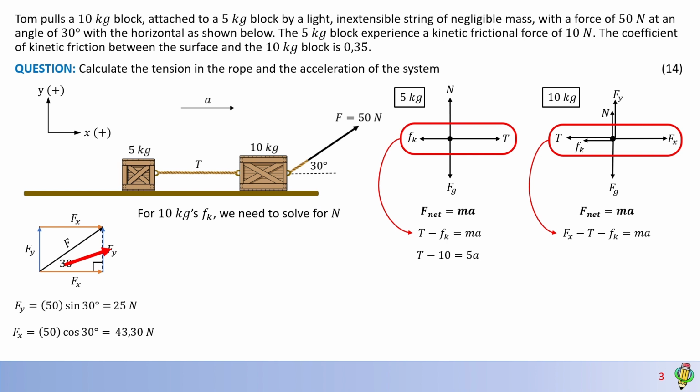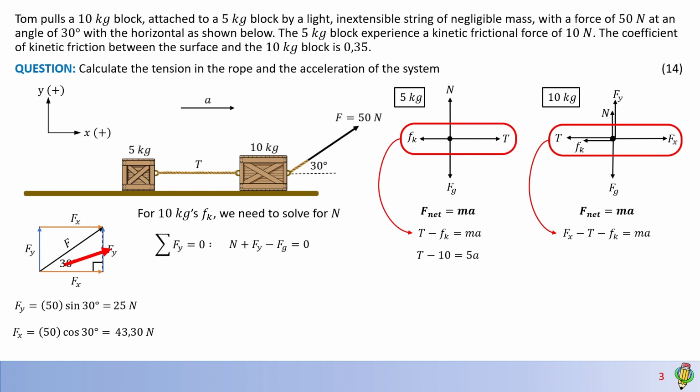So for the frictional force of the 10 kg block, we need to solve for the normal force because our equation for frictional force uses the normal force. Notice that the normal force is on the y-axis. So to find it, we look at the formula for the y-axis, which is the sum of the forces in the y-axis equal to 0, because there is no movement or no acceleration in the y-axis. So this gives us normal is positive because we chose up as positive, plus Fy, which is also going up, minus Fg for the 10 kg block, all equal to 0.